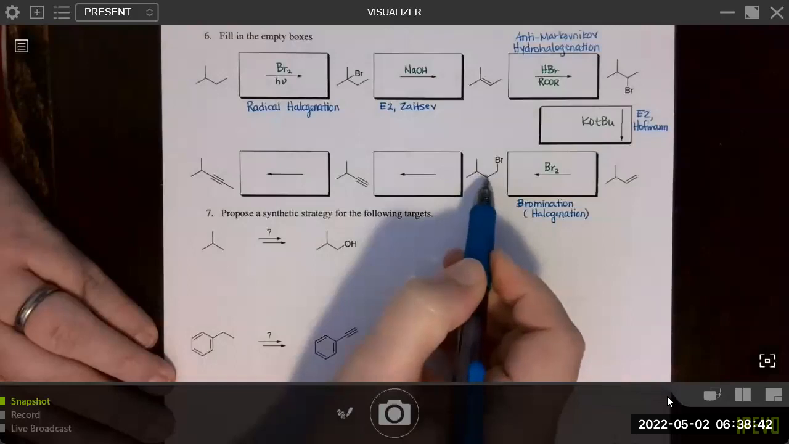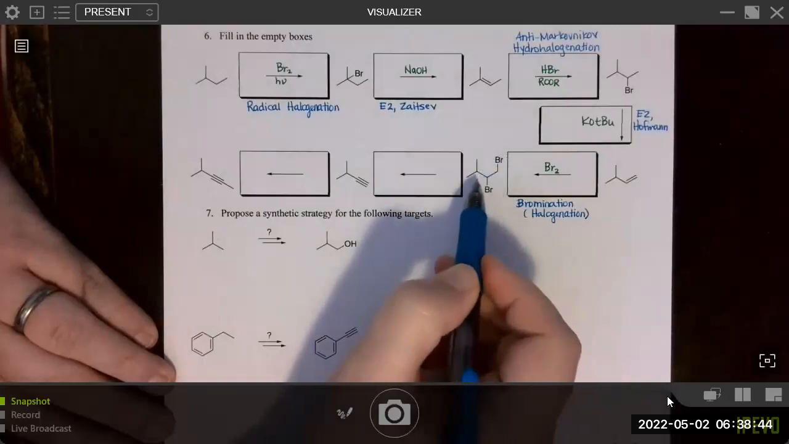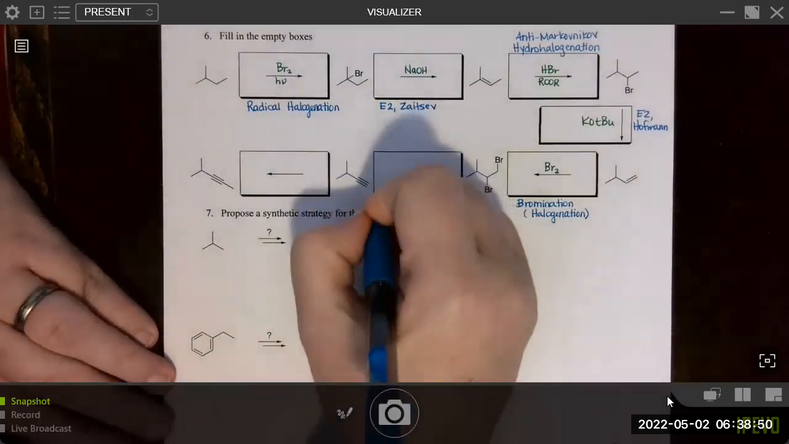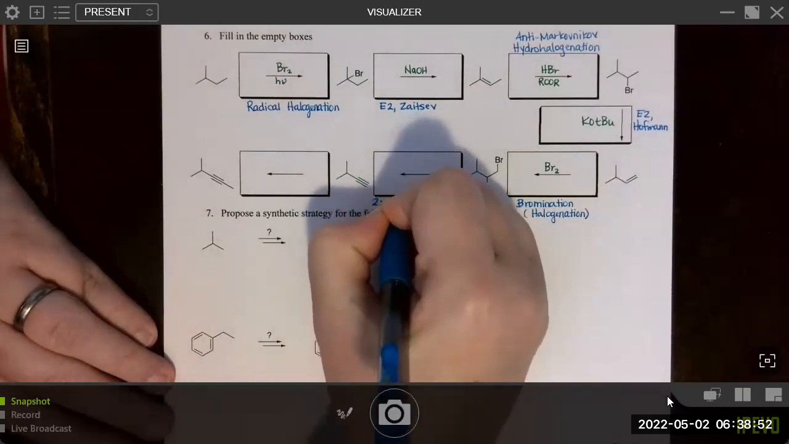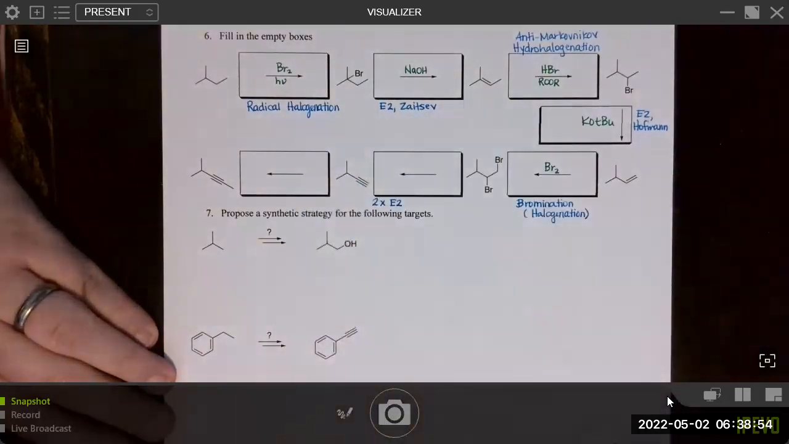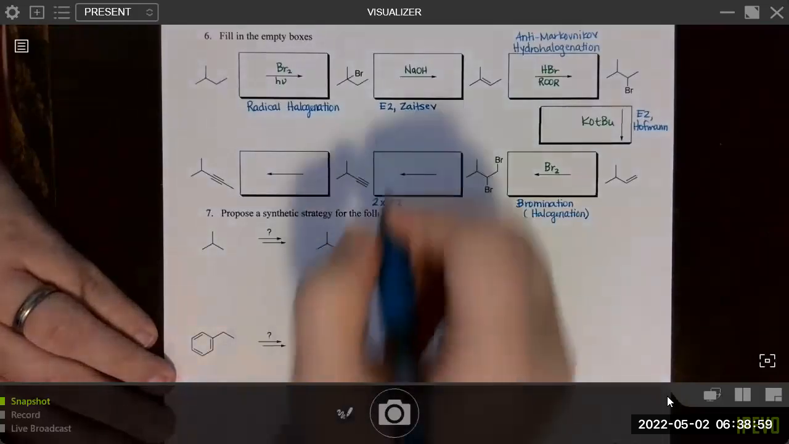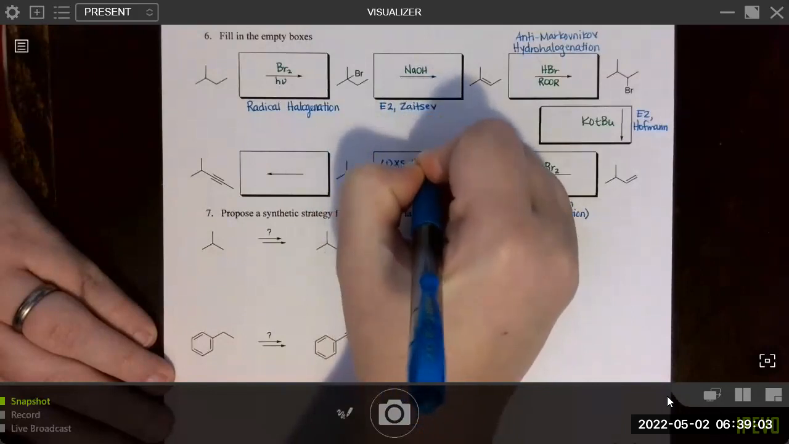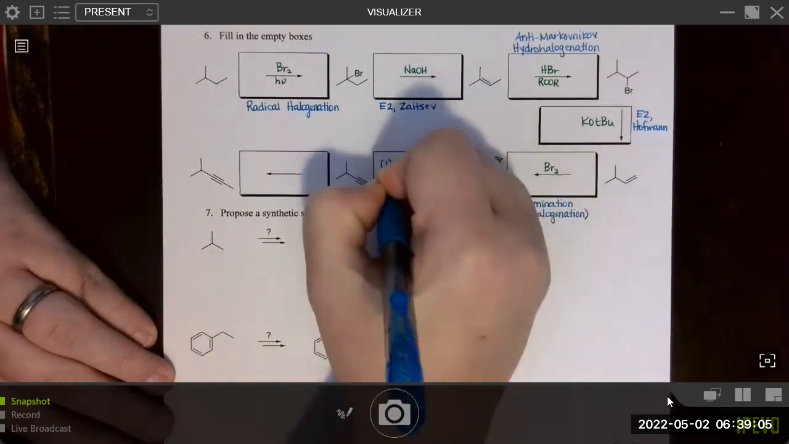This technically is a chiral center, but we don't really mention it because we're about to get rid of it anyway. Next, we want to do a double E2, 2 times E2, to form the elimination. So we actually need to use excess NaNH2 followed by water.